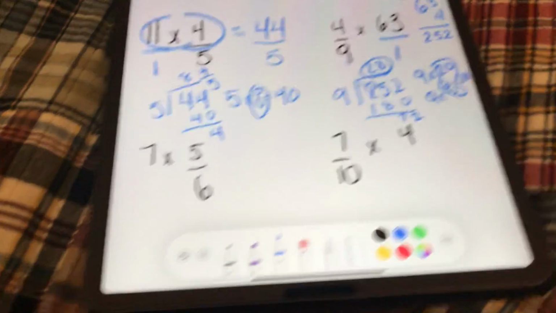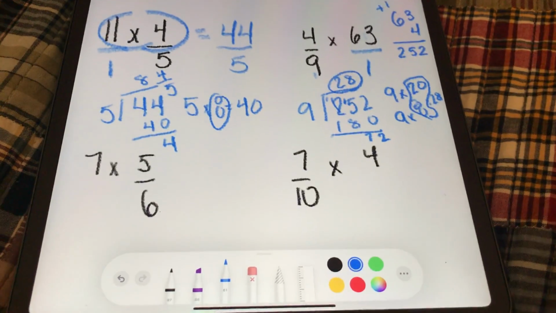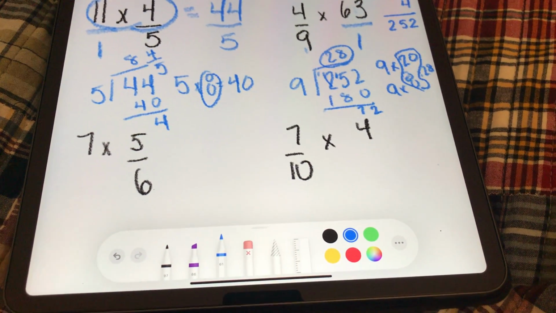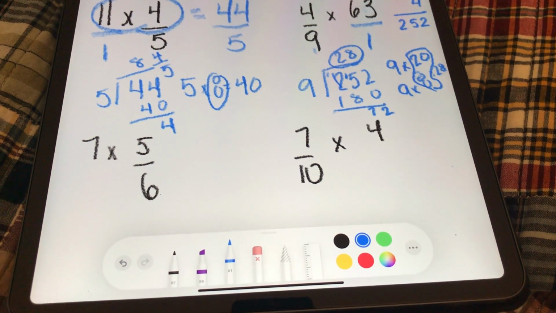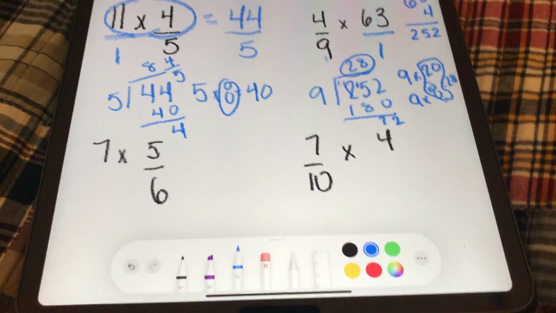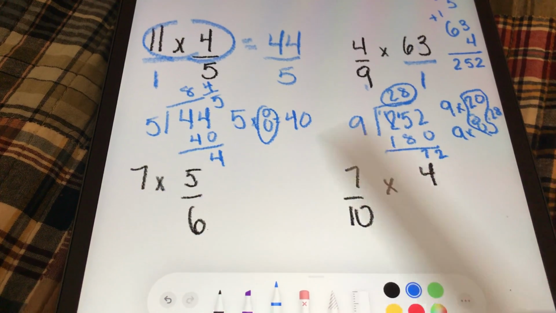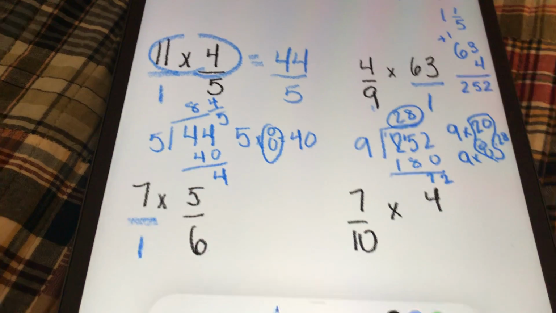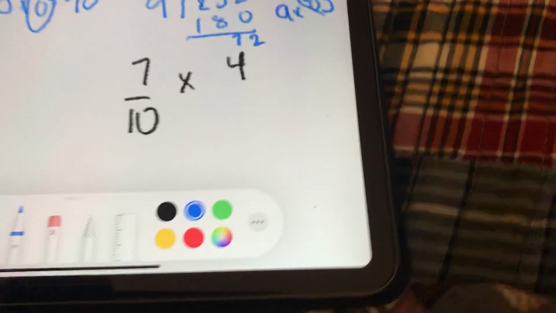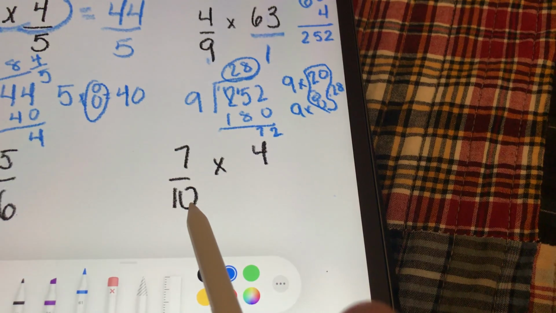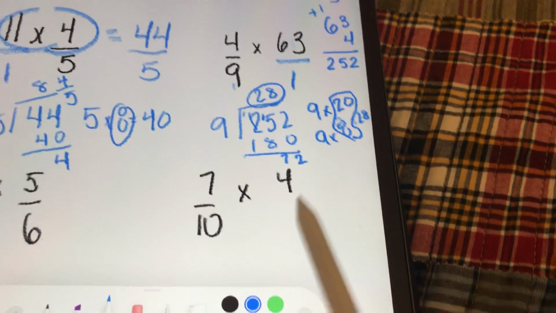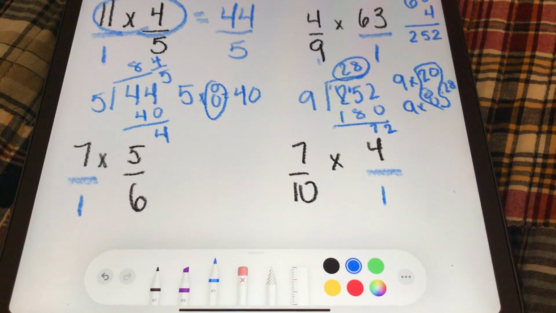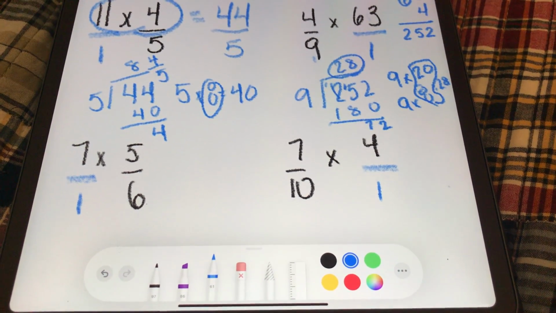Okay, so let's move on to the next ones. I want you right now to do the next ones on your own, picking the strategy that works for you. I'm first going to tell you that I cannot divide 7 by 6, so I'm thinking that the best strategy is going to be this one. Looking over here, I can't divide 10 by 4, so I'm thinking the best strategy is going to be this one. Okay, so go ahead, pause the video, and solve them. Go.